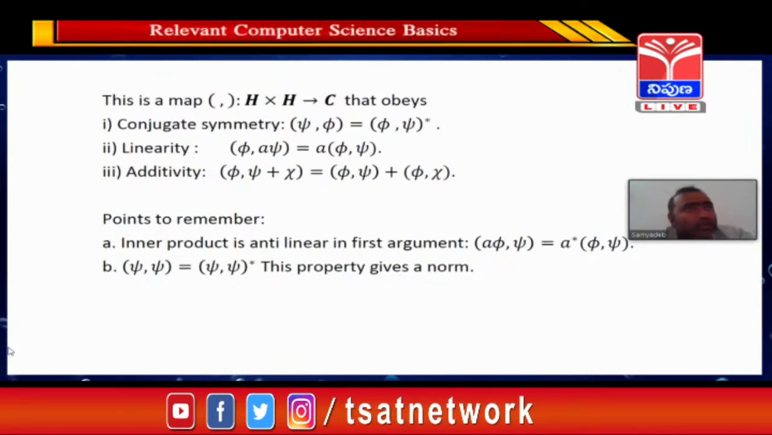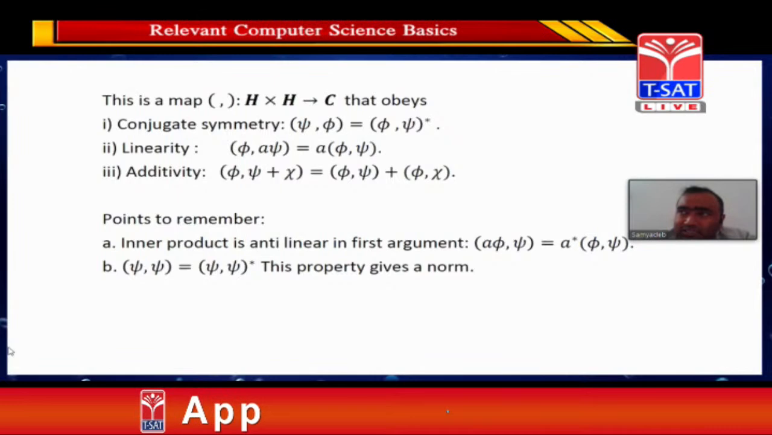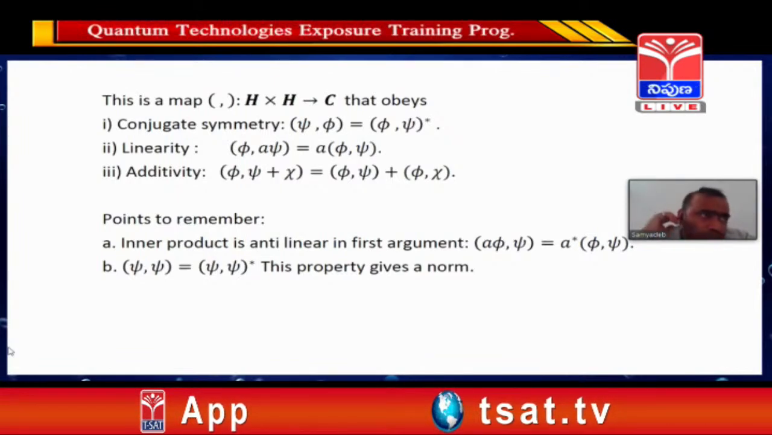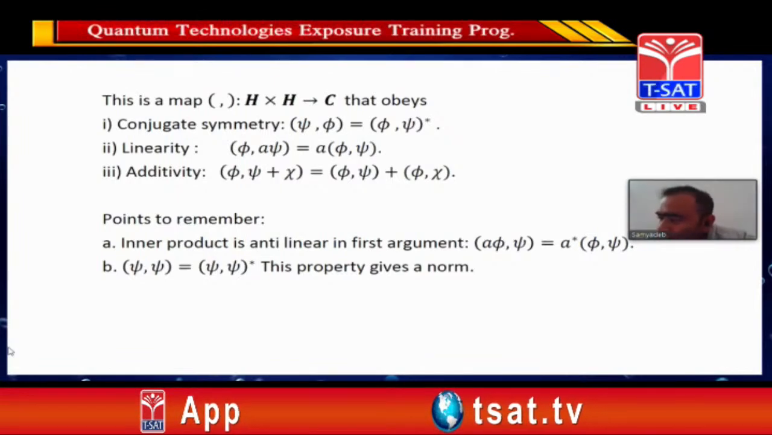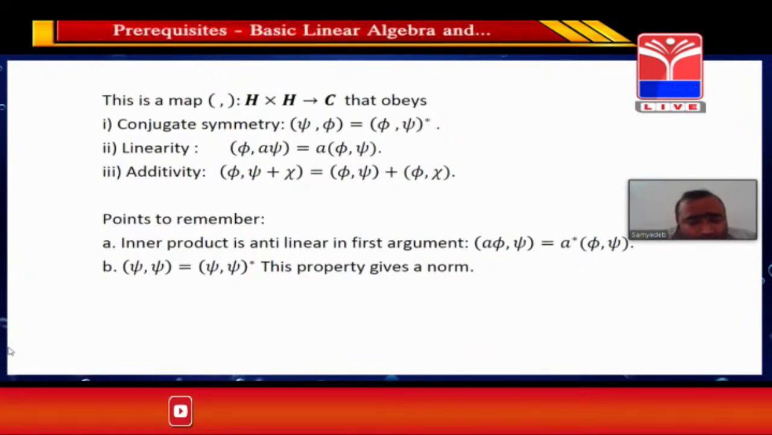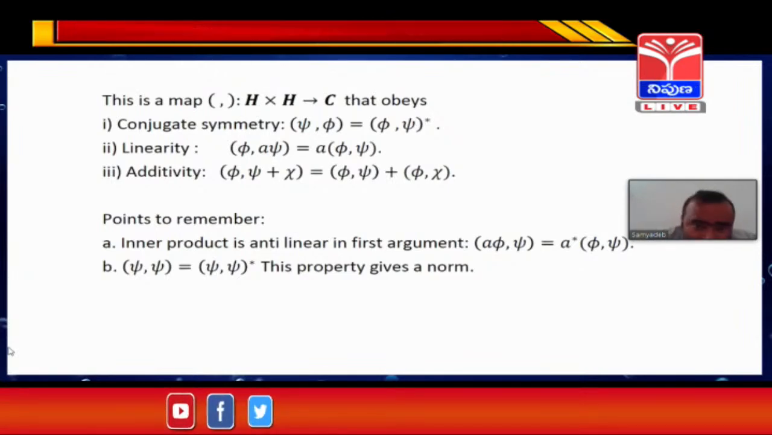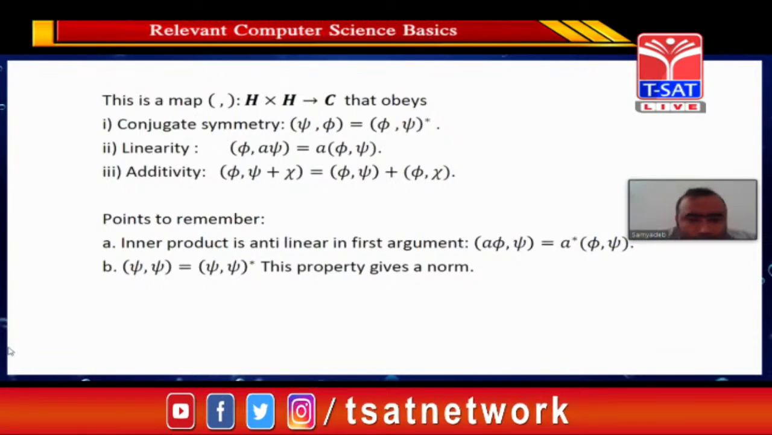We can also define other distance functions in Hilbert space, many other distance functions, which are not linear, which don't have this property.